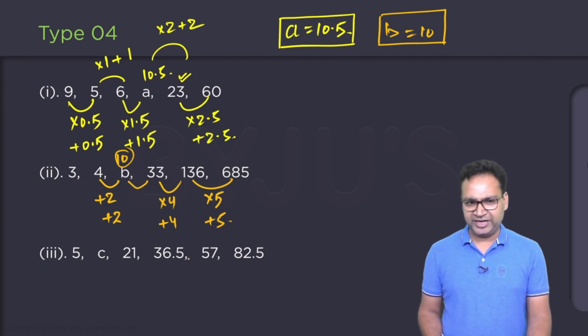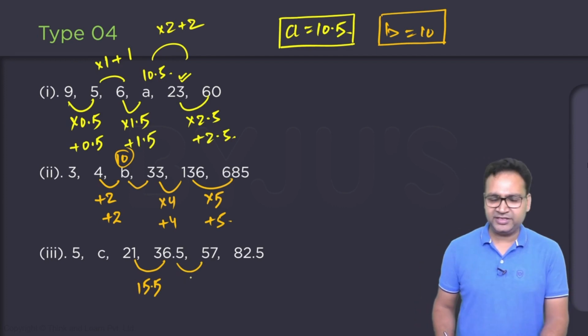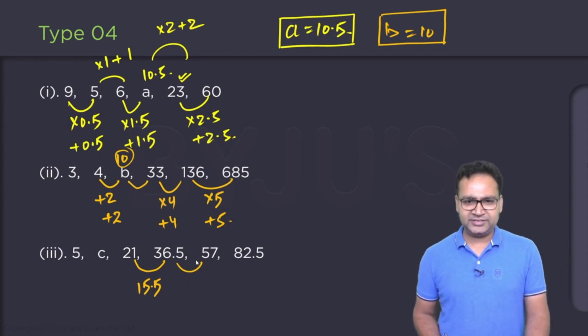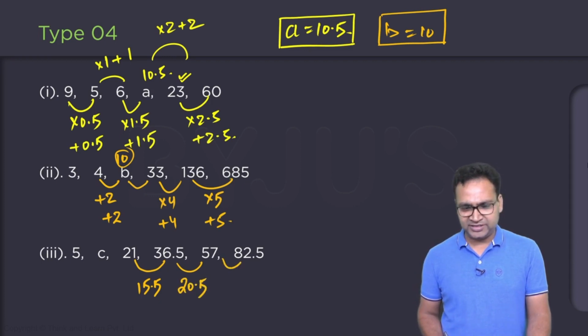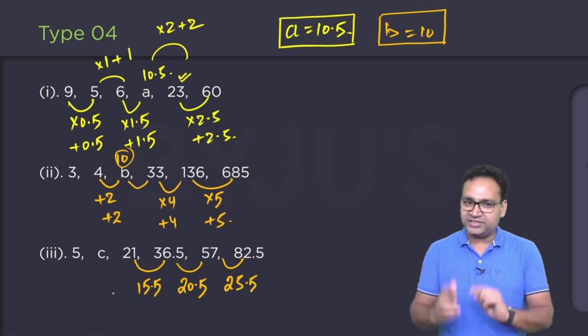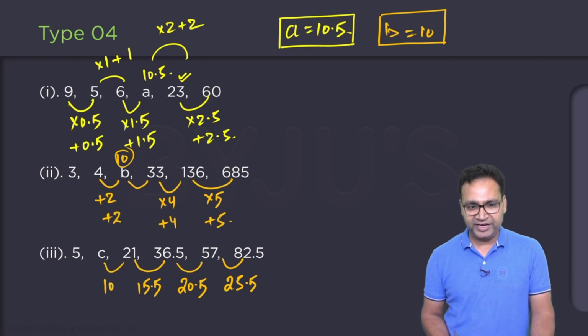Is it multiplication type? No. Let me take this difference. It is 15.5. Clear? Let me take this difference. It is 20.5. Let me take this difference. It is 25.5. So I got the trend now. Every time the difference is increasing by 5. So this should be 10.5 and this should be 5.5.